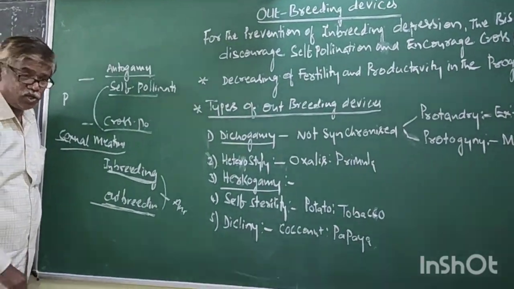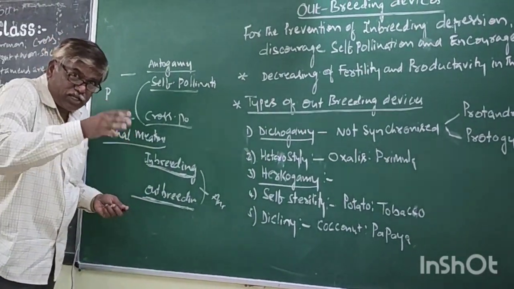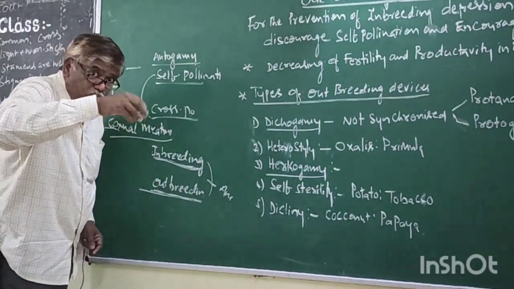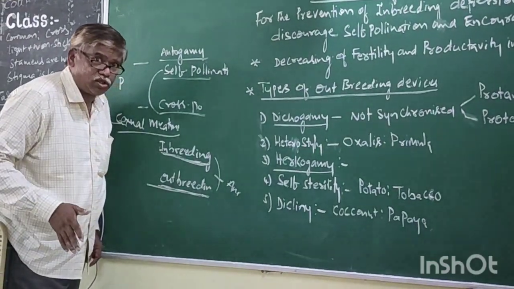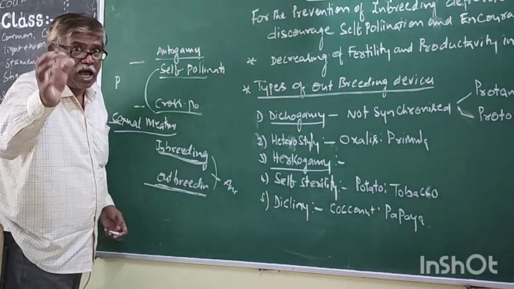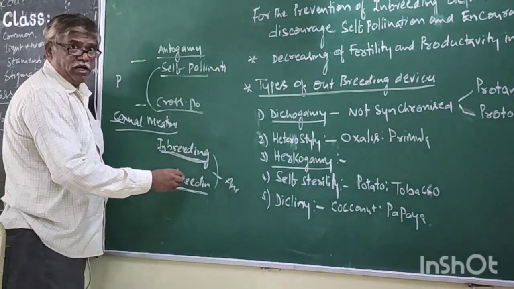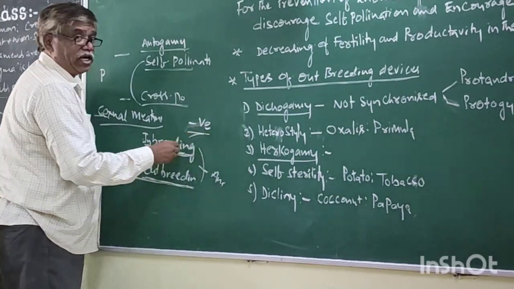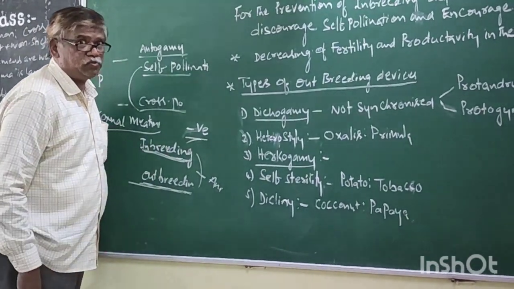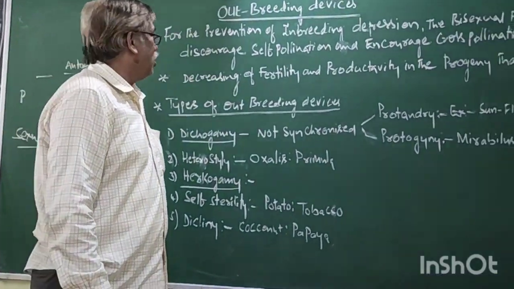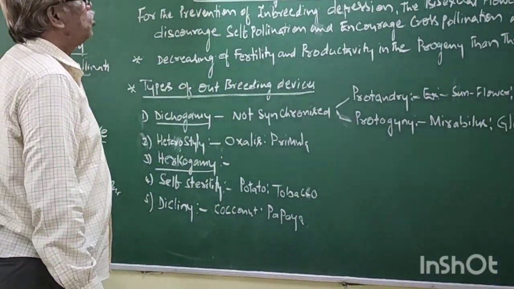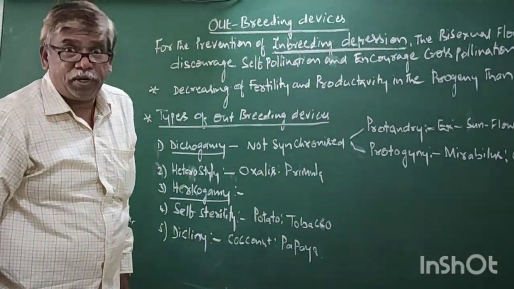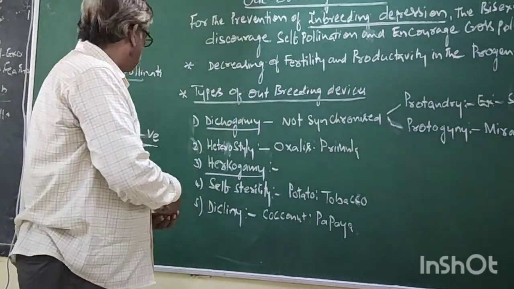But due to repeated inbreeding over many generations, a negative effect will appear. Inbreeding causes a negative effect in the progeny. That is called inbreeding depression. Inbreeding depression.